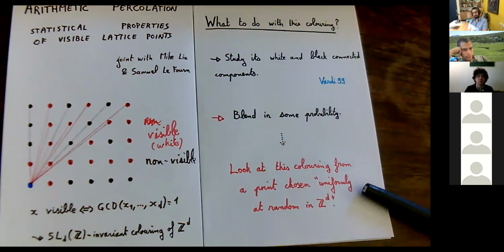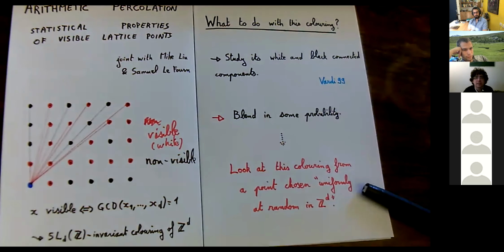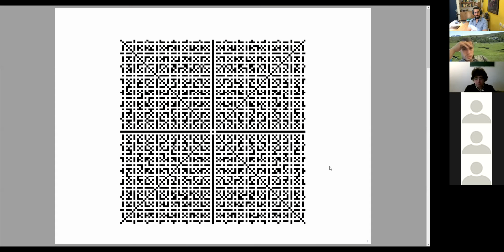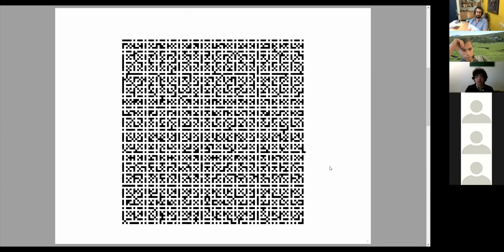But before getting to definitions, it's always nice to see pictures. So let's start with other pictures. So this is the picture we already saw at the beginning. Now we want to look at it from a point chosen uniformly at random in ZD. So in this simulation, what I did is I took a point uniformly at random in a 10 million per 10 million box centered at the origin. And we are looking at the landscape around this random point.